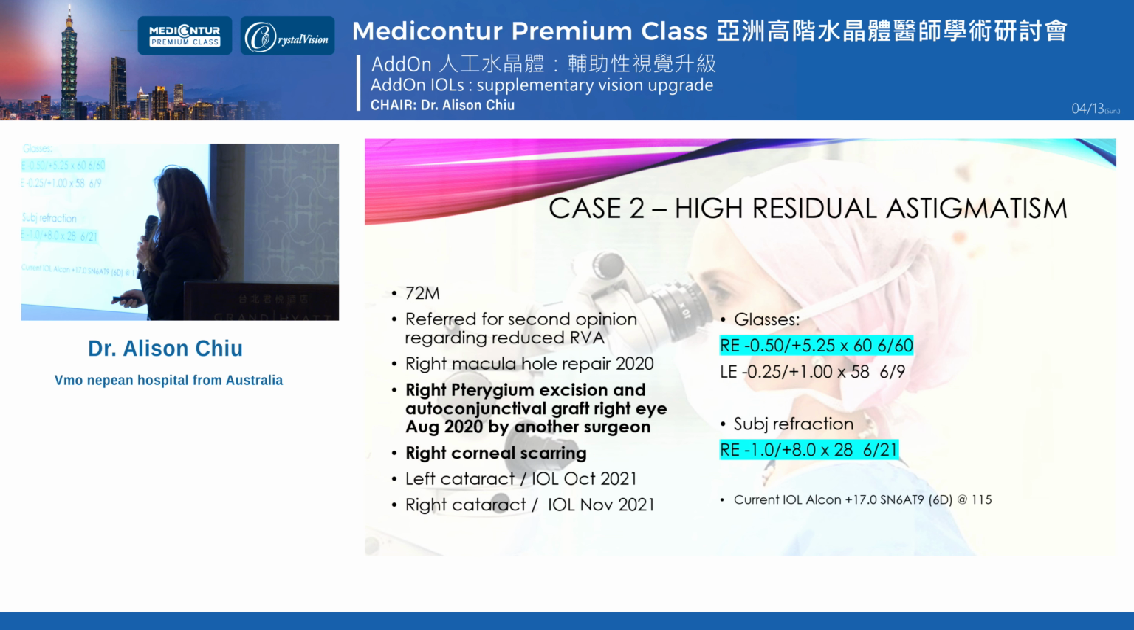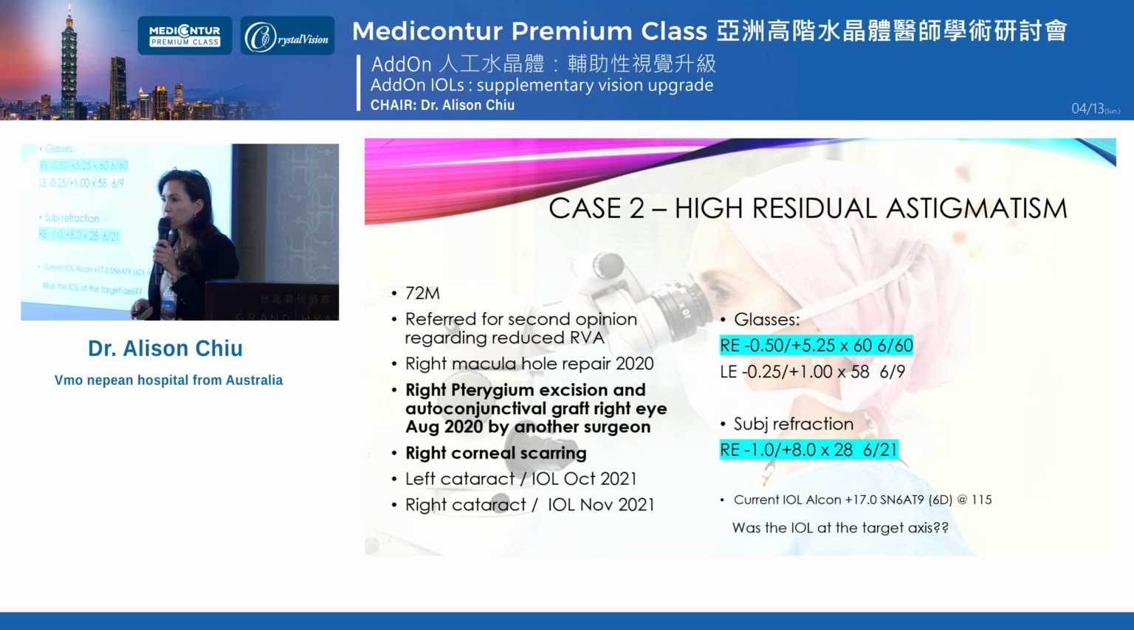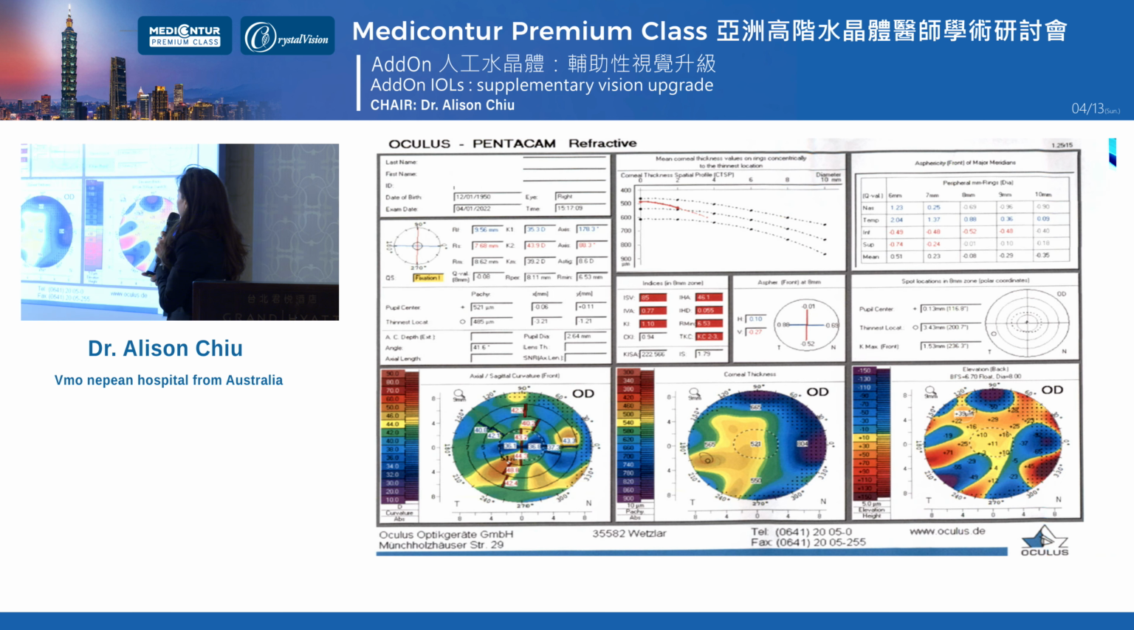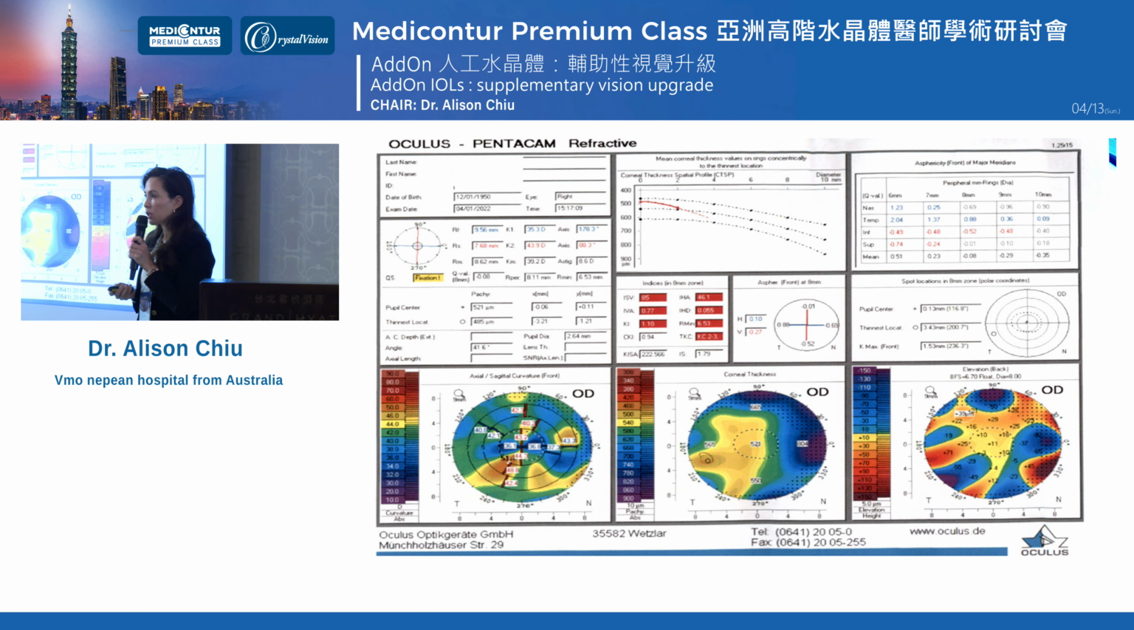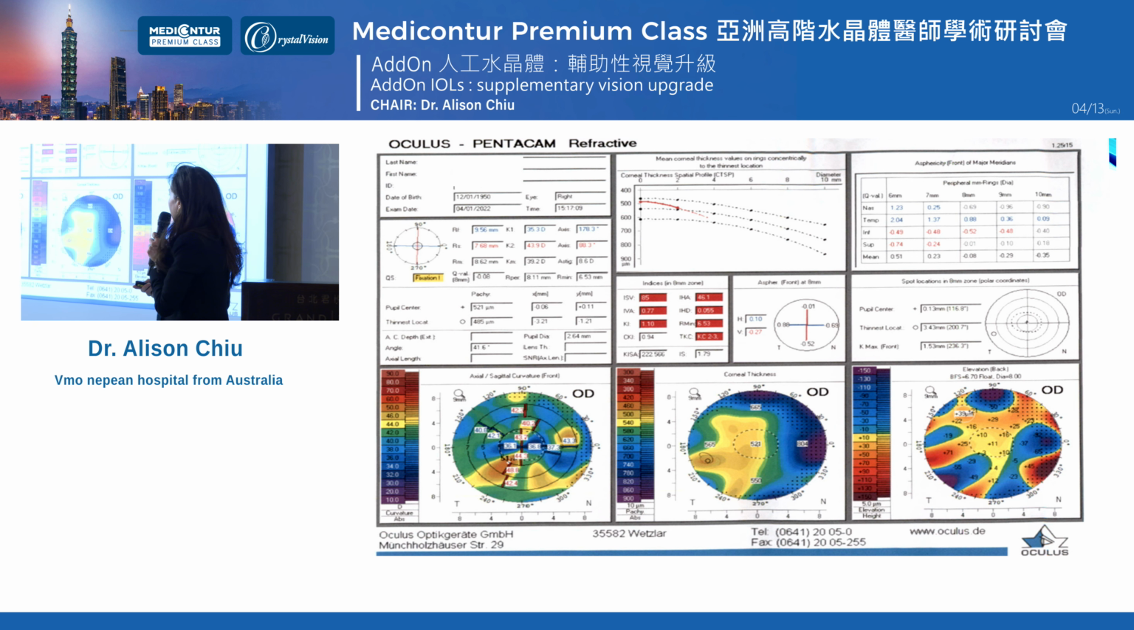The IOL in the bag is a 6 diopter lens. This surgery was done by another surgeon. So what are we going to do? Do we rotate the IOL? I had no information about where that IOL was supposed to be. And to go in and rotate an IOL that's fibrosed, stable in the bag, is higher risk.